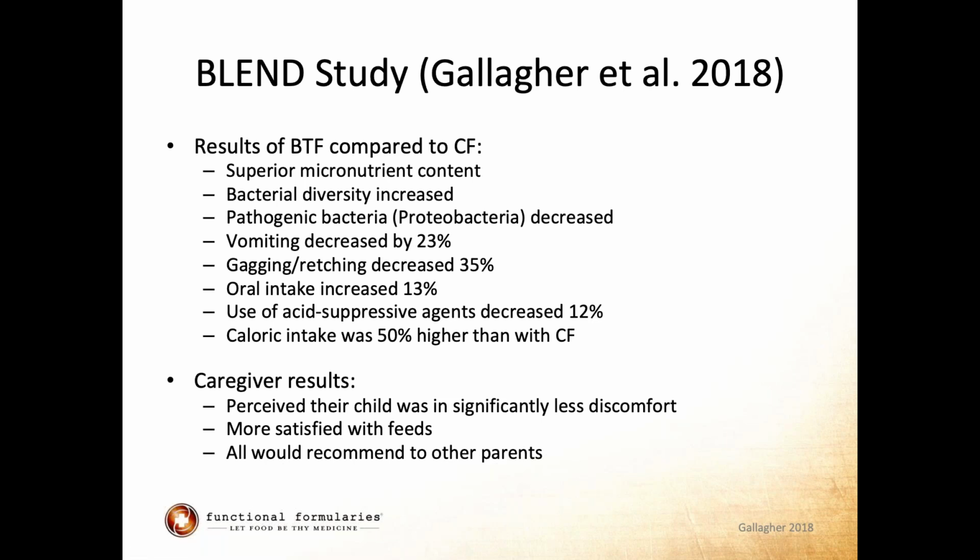They also cited some GI intolerance markers. So they noted that those that transitioned to the blenderized diet, vomiting decreased by 23%, gagging and retching decreased by 35%. Both were significant findings. They also noted that the use of acid suppressive agents decreased by 12%, and that oral intake increased by 13% when those patients transitioned over to a blenderized diet.